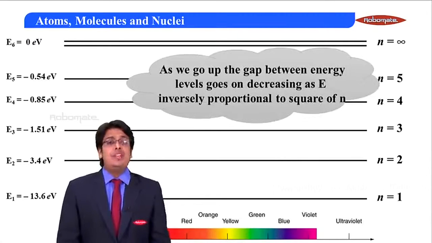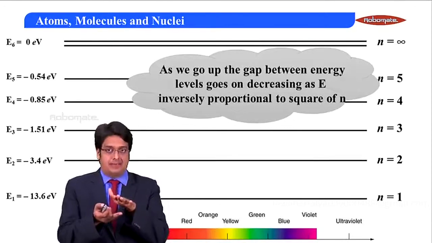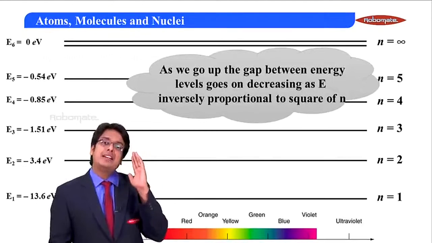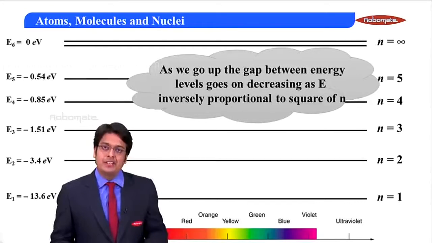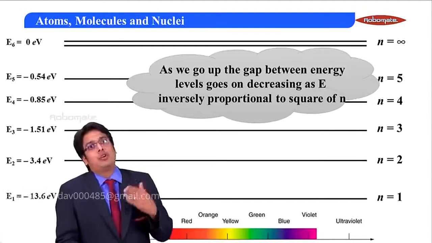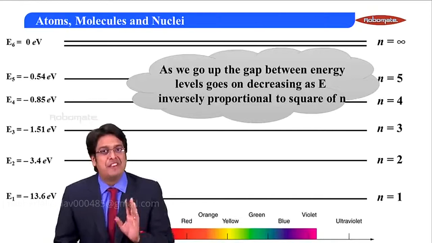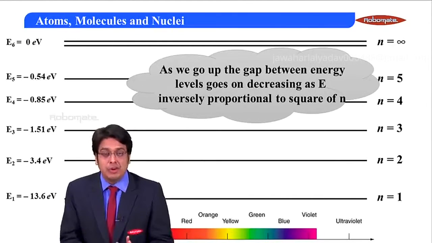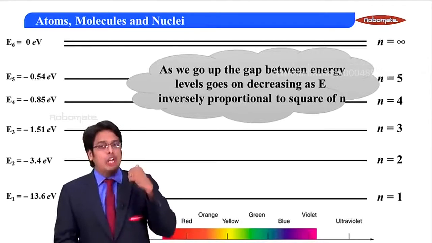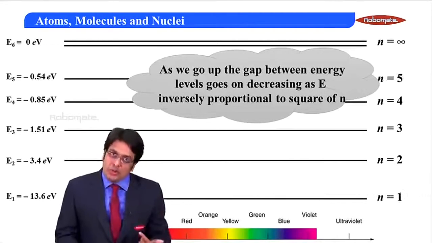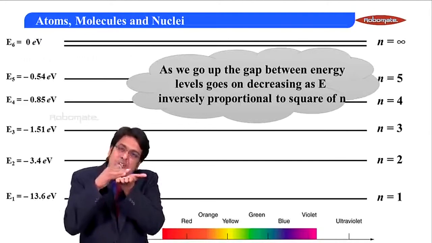Now, as we go up, the gap goes on decreasing. Reason is very simple. Let's say the orbit is infinite. Practically imagine what infinity is. So if I want to excite, the electron will never go to infinity. That means we will never get an ion. Atom can never become an ion. Is it possible? No. But according to E is equal to E1 upon n square, E is inversely proportional to n square. That's why when you go up, the gap goes on decreasing.